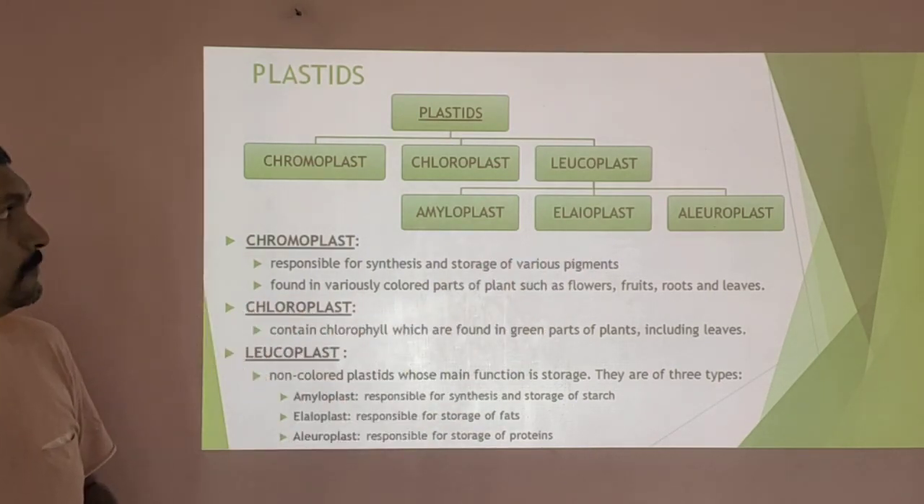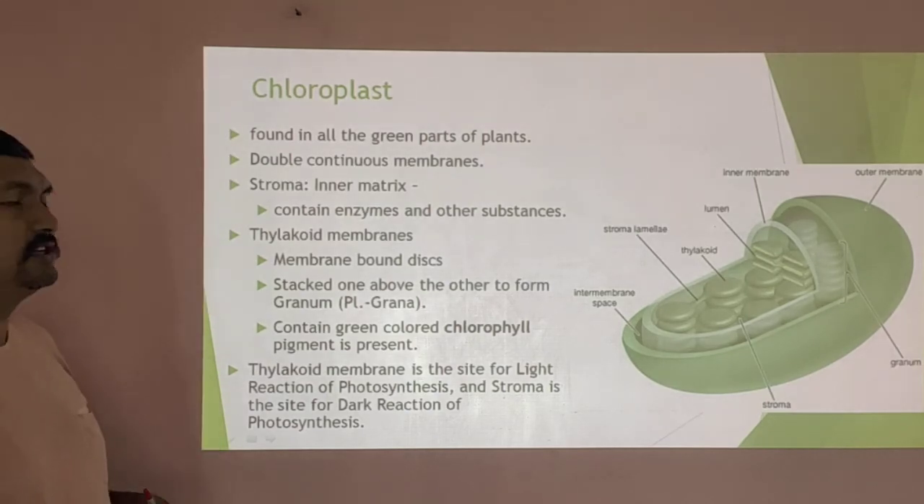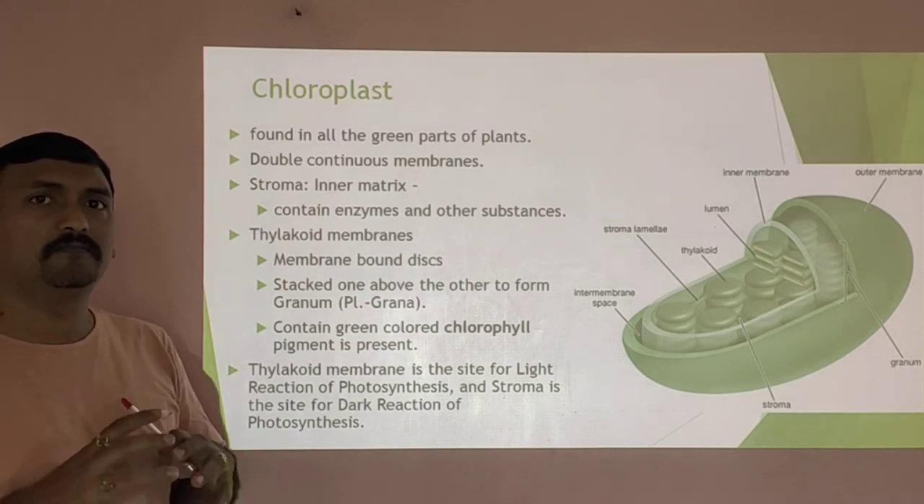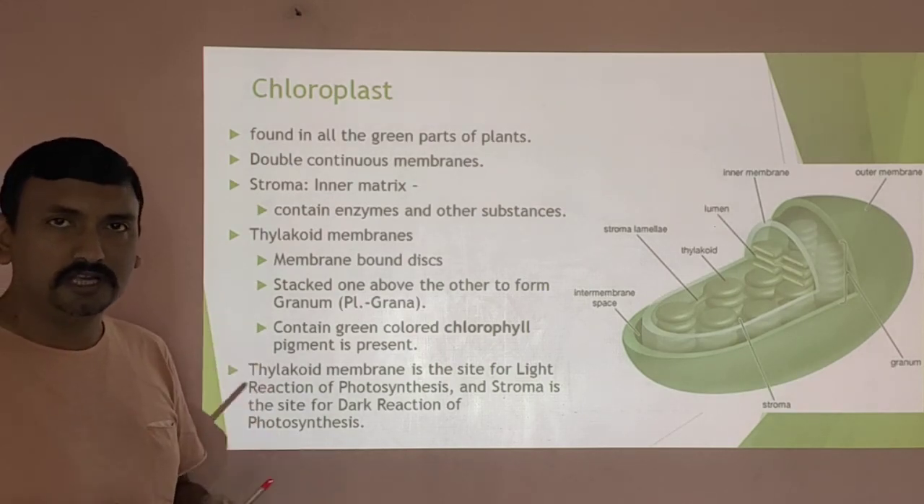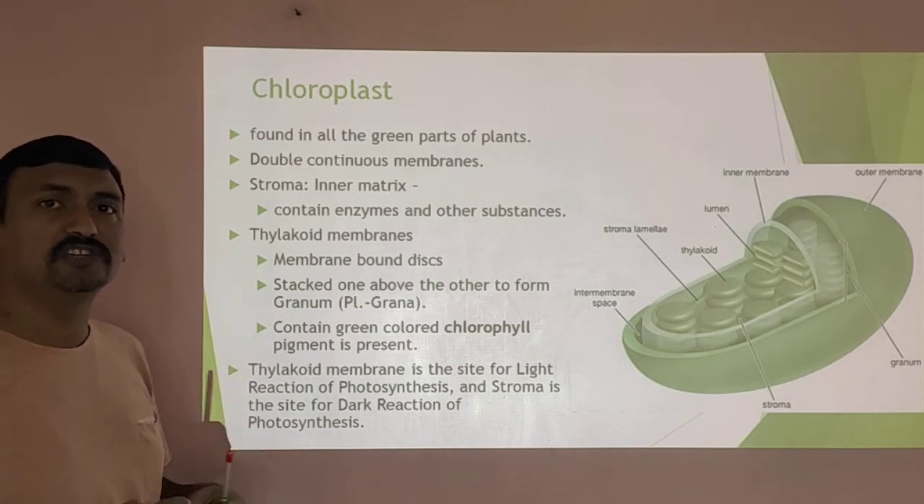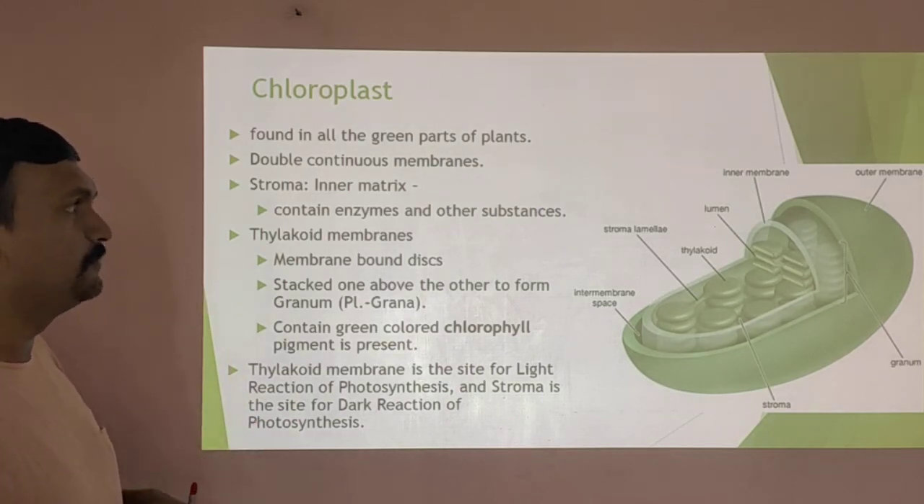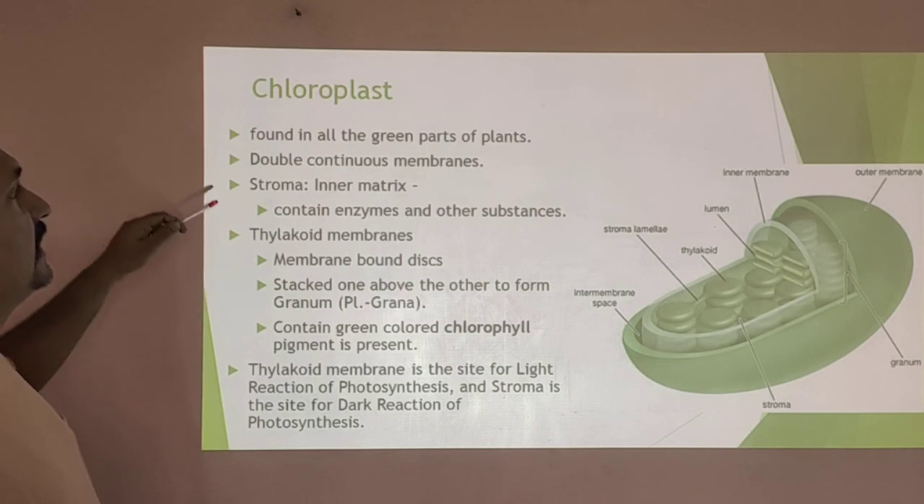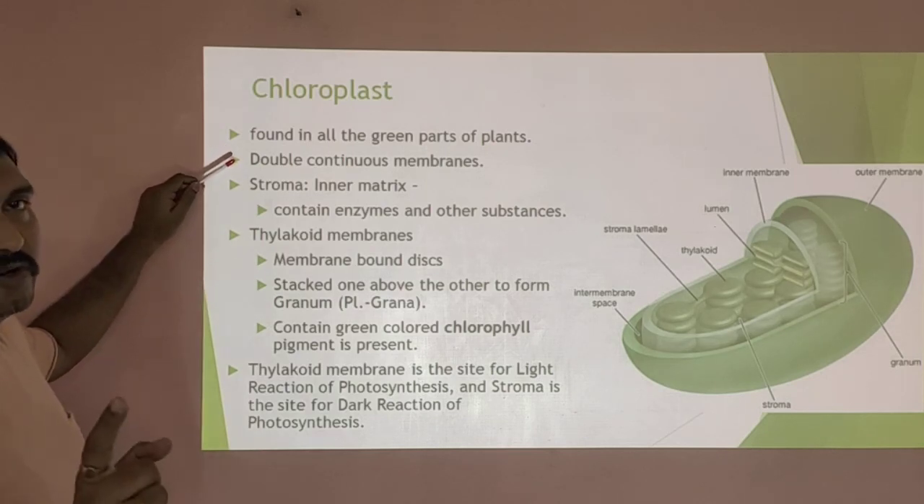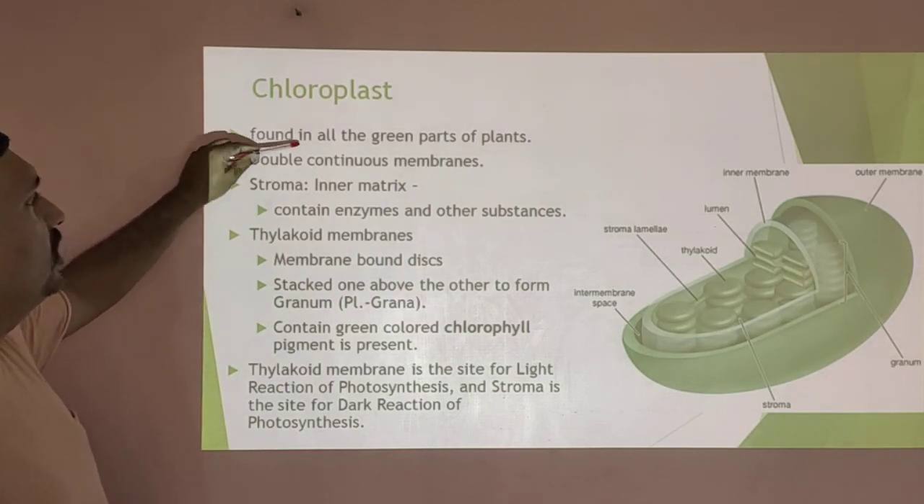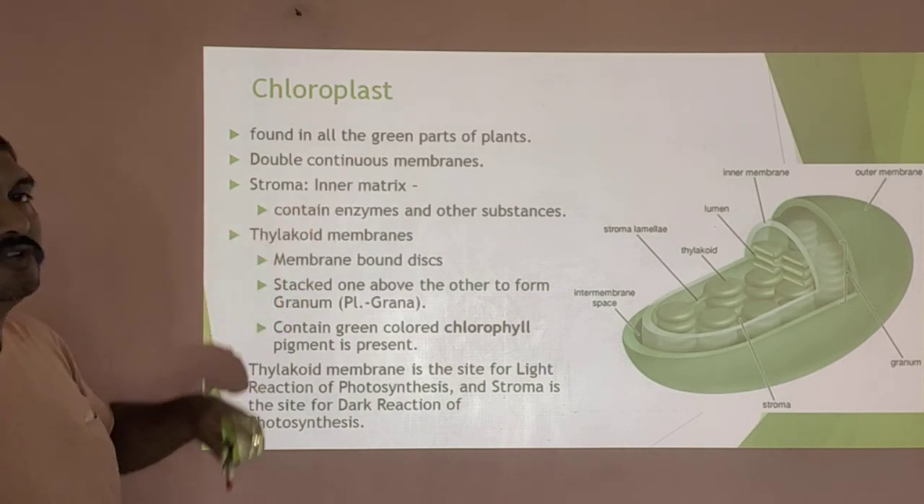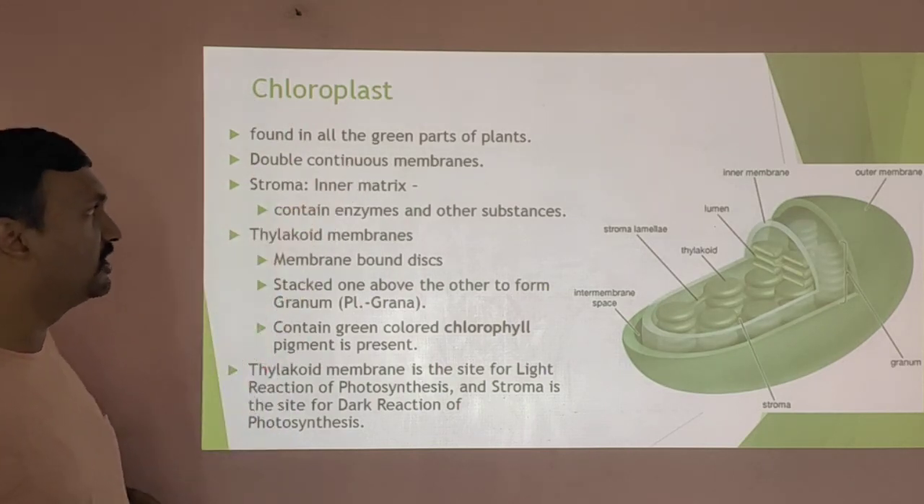Coming to chloroplast, very important, it is that particular organelle where the process of making food, called photosynthesis, takes place in plants. Why? Because it contains a green colored pigment known as chlorophyll. Now they are found in all green parts of the plant and they are also double membranous like mitochondria.